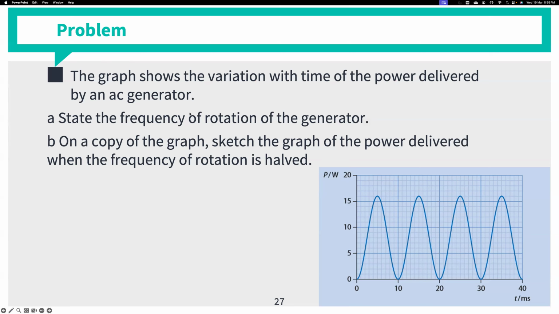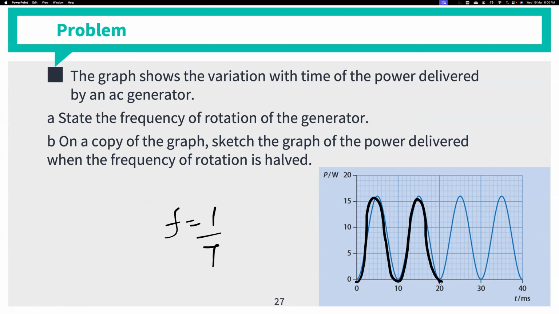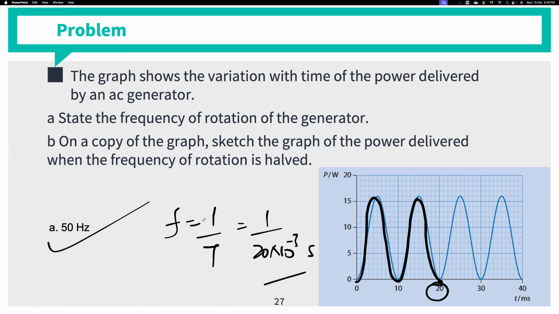So frequency of rotation means at what rate something is rotating, right? Frequency is nothing but 1 over time period. So what is the time period? Time period is nothing but the time taken to complete one oscillation. That's the time period for one oscillation: 20 milliseconds. So 1 divided by 20 times 10 to the power of minus 3 seconds. If you simplify that, your answer will be 50 hertz.